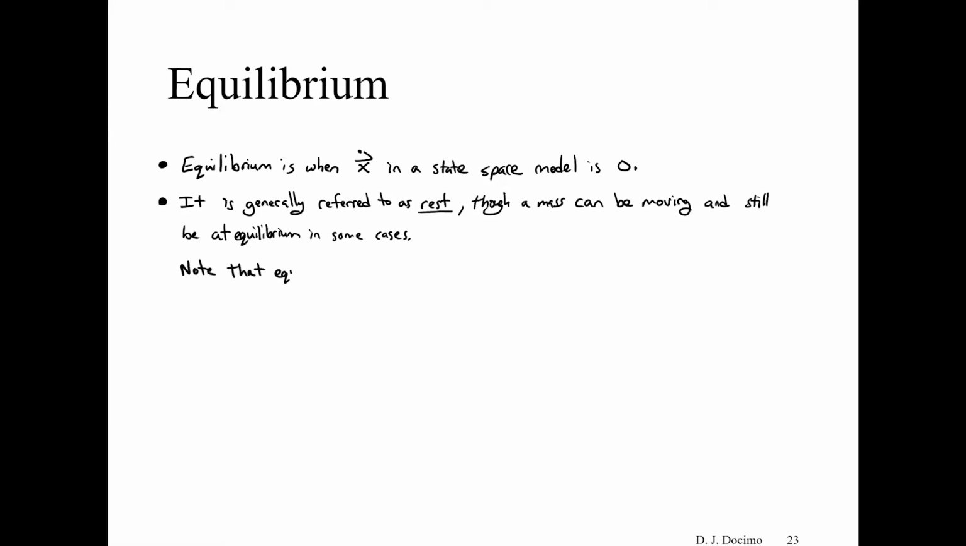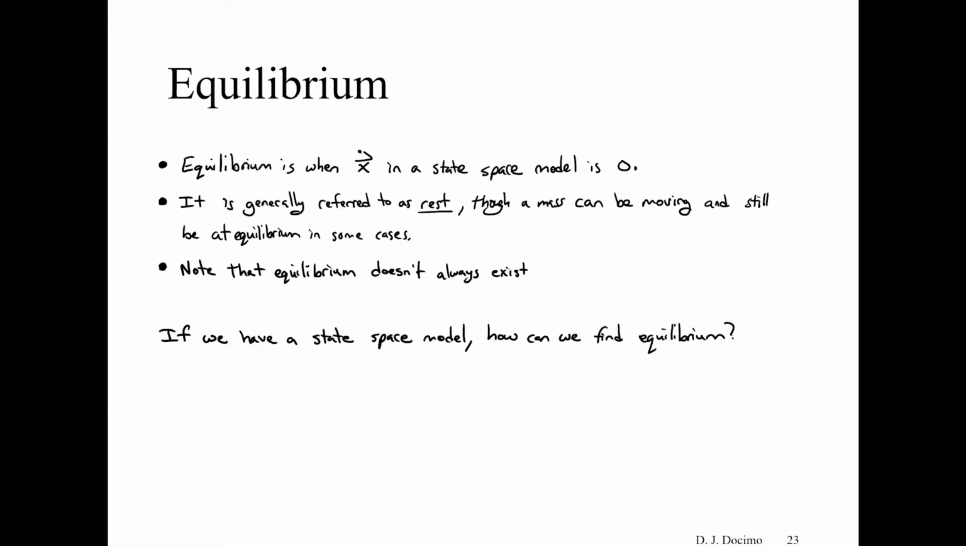Now, note that equilibrium doesn't always exist, not for every system. Not every system has an equilibrium. Now, if we have a state space model, how can we find the equilibrium? Well, our state space model's x vector dot is equal to our nonlinear functions depending on x and u. We're going to remove our time variable here for the sake of simplicity.